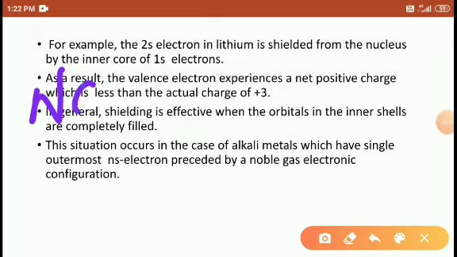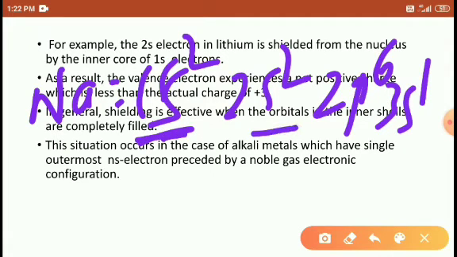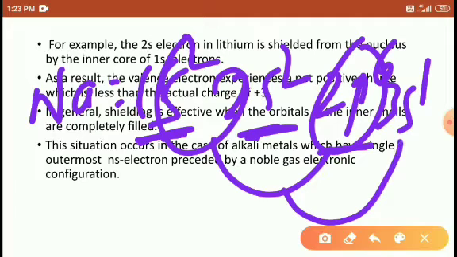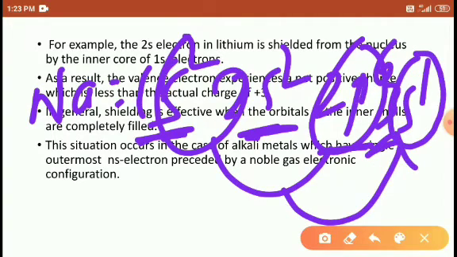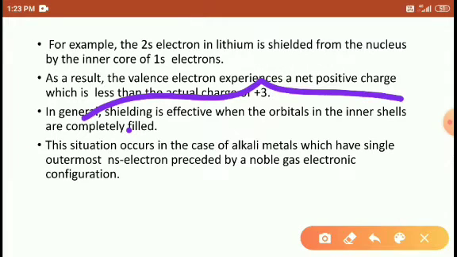For example, sodium is 1s2 2s2 2p6 3s1. The s orbitals are completely filled, and the p orbital is also completely filled. If the s and p orbitals are completely filled, the completely filled orbitals cause more repulsion to the unfilled orbitals. Right, students? So the shielding effect is effective when the inner shell of the orbital is completely filled.